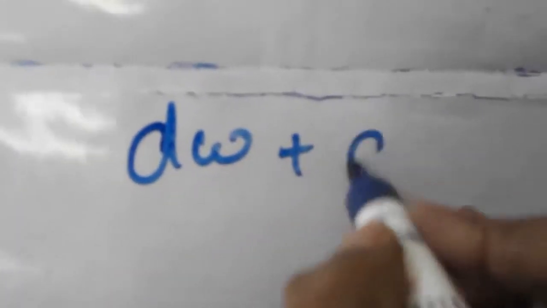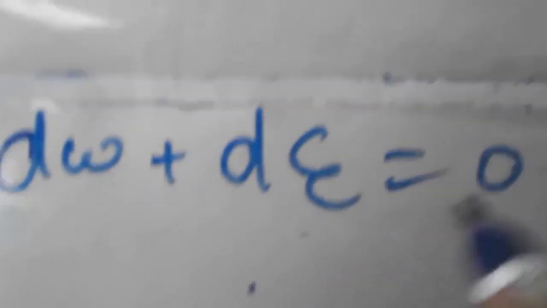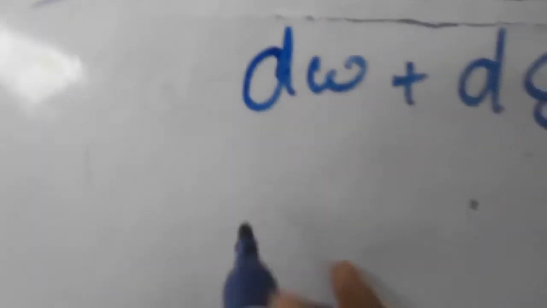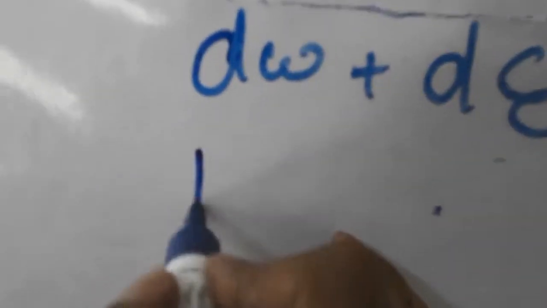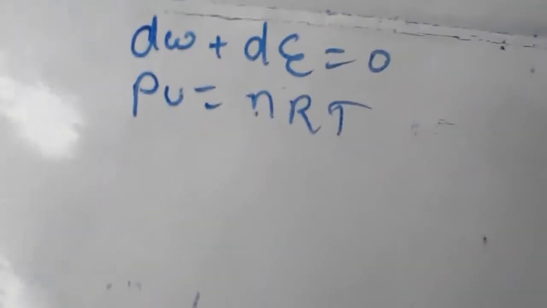Okay, so we have dW plus dE equals 0, and this is the ideal gas, and everybody knows that PV is equal to nRT. No one can forget this. This is very simple. This is very close to the heart of every class 11th and 12th student. PV equals nRT is very fundamental; we cannot forget these things.